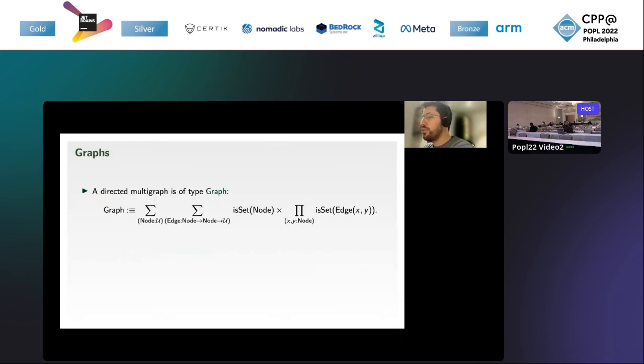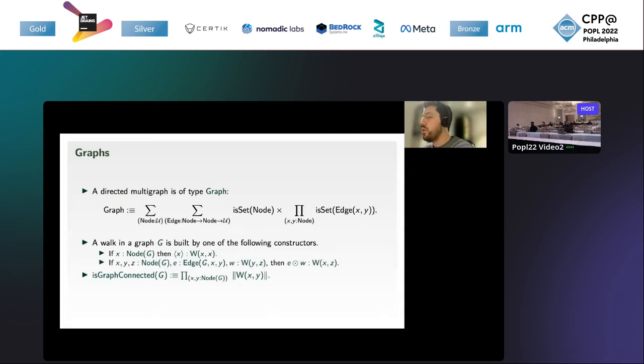So what is a graph? Here, a graph is a directed multigraph in the sense that we have a set of nodes and a set of edges for every pair of nodes. We also work with walks. The type of walks is an inductive data type defined in a similar way as for lists. We have two constructors. The first constructor is for the trivial walk, and the second constructor prepends an edge to a walk to give us a composite walk.